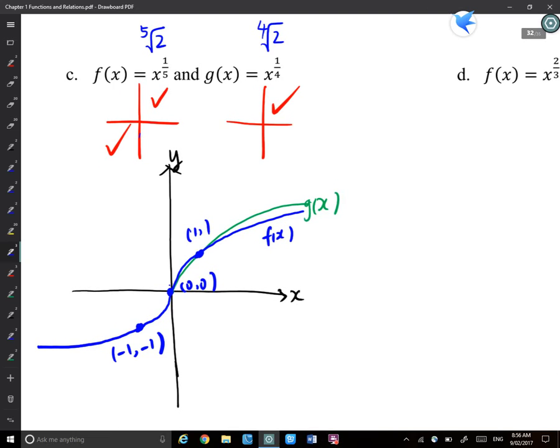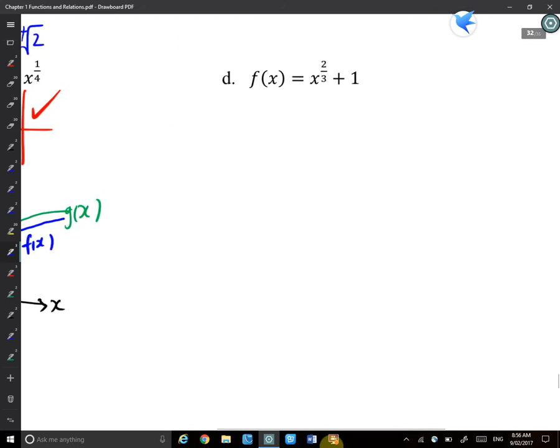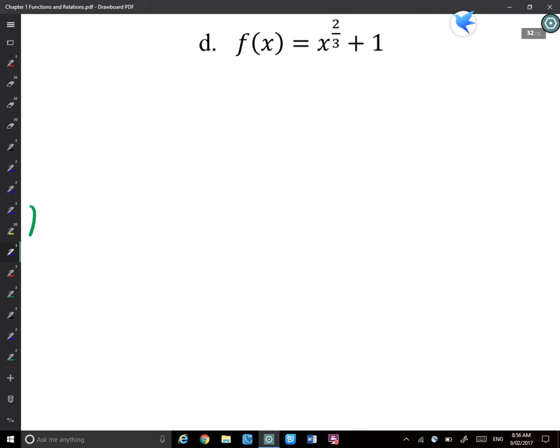Okay, the last one. The last one is fx equals x to the power of 2 on 3 plus 1. This is x to the power of 2 on 3 and then plus 1, which is go up by 1 unit. So we just need to think about what x to the power of 2 on 3 is.